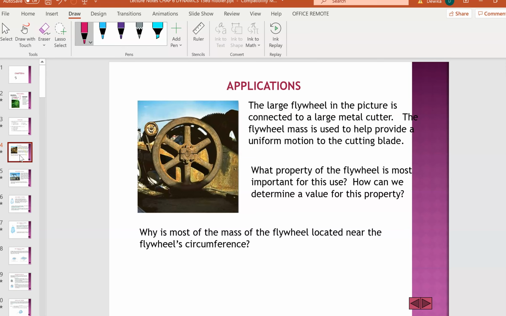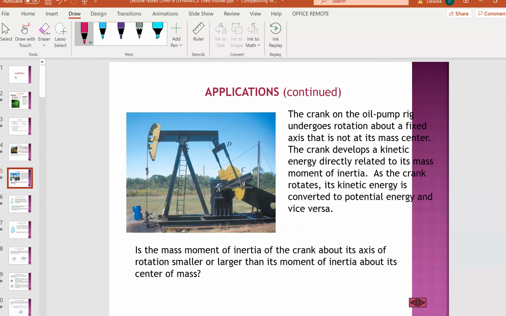A large flywheel in the picture is connected to a large metal cutter. The flywheel mass was used to help provide the uniform motion of the cutting blade. What property of the flywheel is most important for this issue? How can we determine the value of this property? It's actually mass moment of inertia, because we need to know where the axis of rotation is. At the end of this lecture, you'll be able to answer this question.